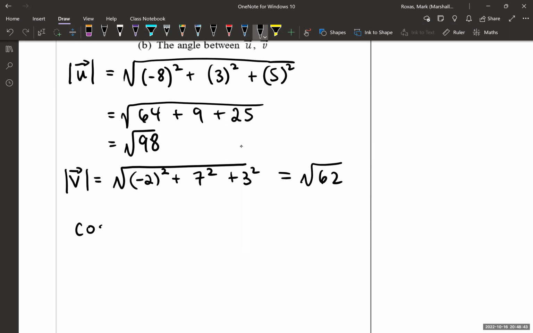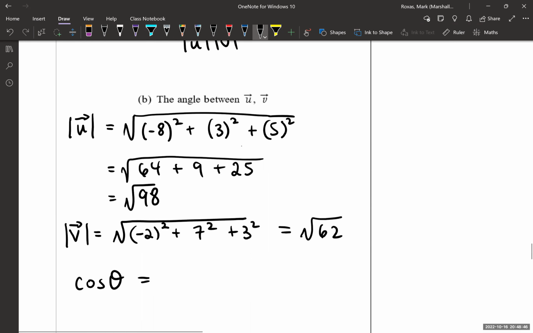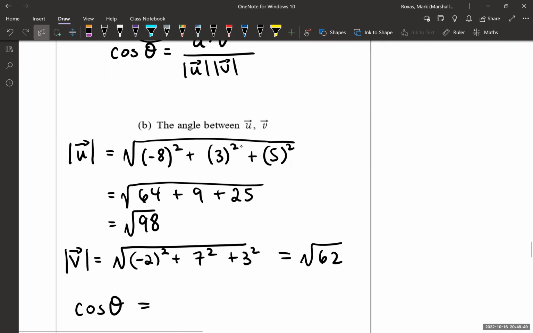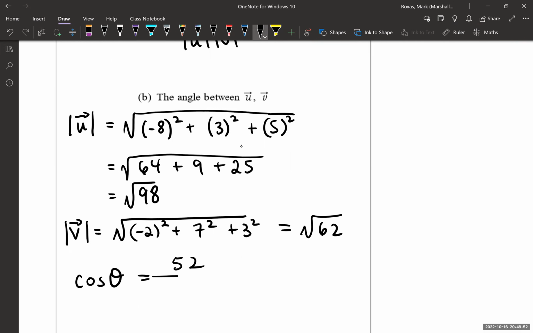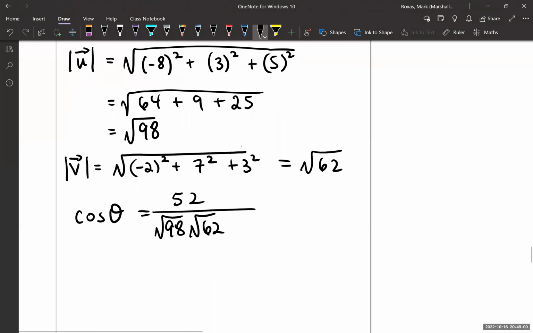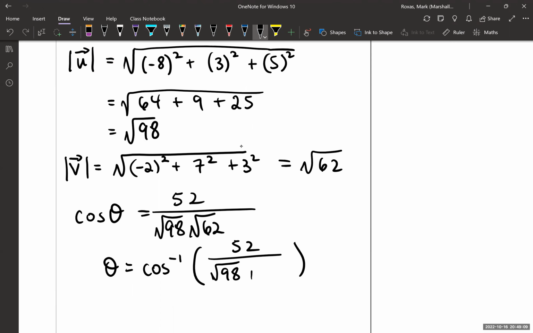And so when I plug them into my cosine formula, cosine theta equals u dot v, which we already calculated here to be 52. So 52 goes on top, divided by the magnitudes on the bottom. So the square root of 98 times the square root of 62. Theta equals cosine inverse of 52 over the square root of 98, square root of 62. Now take out a calculator, do this calculation, make sure you can get it.